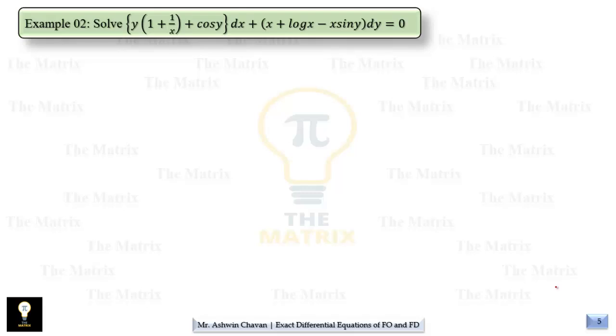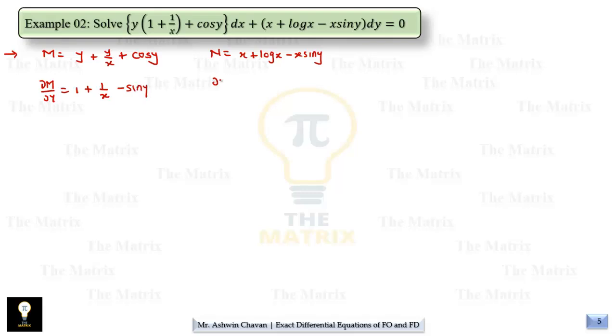Another example of the same type. This example is also of Mdx plus Ndy type. So we'll write M first. Now we will go for the partial derivative of M with respect to y. It is 1 plus, 1 by x is constant, the partial derivative of y is 1, plus the derivative of cos y is minus sin y.